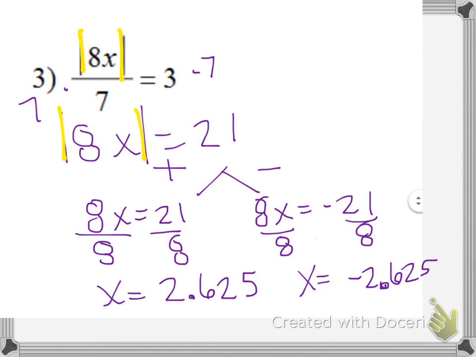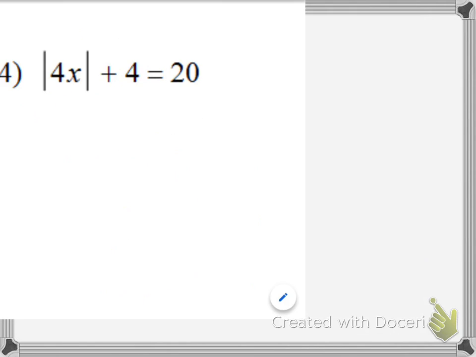All right, let's move on to number 4. Again, we need to get those absolute value bars by itself. We can see we've got this plus 4 on the same side, so we've got to move it to the other side.